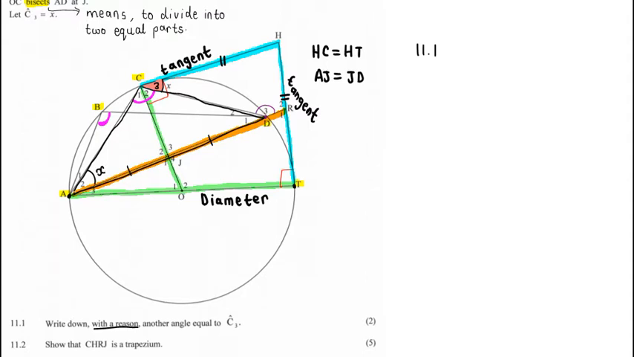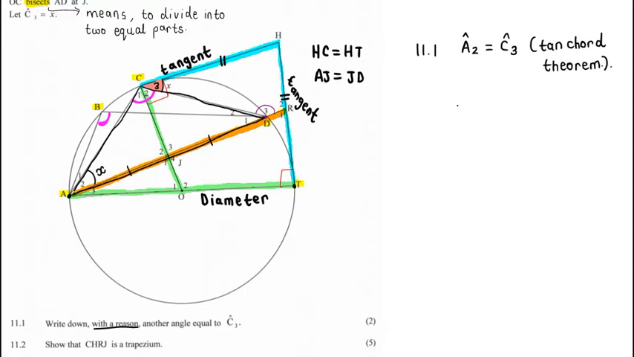It means that by the tan chord theorem, our other angle that's equal to angle C3 is angle A2. So we're going to say angle A2 is equal to angle C3, and that's simply by the tan chord theorem. Perfect.